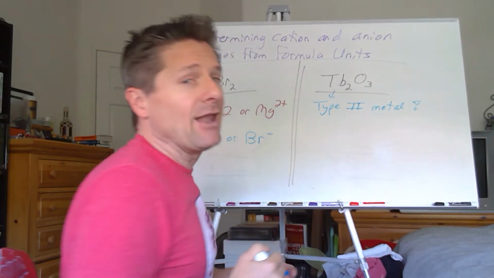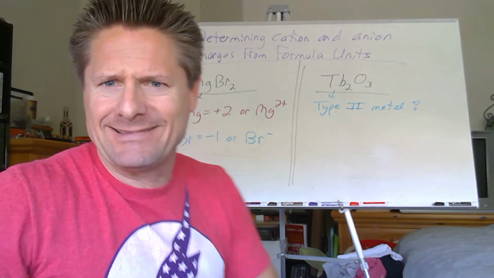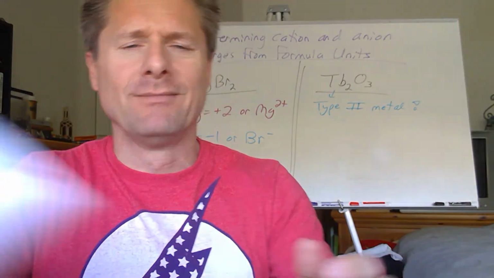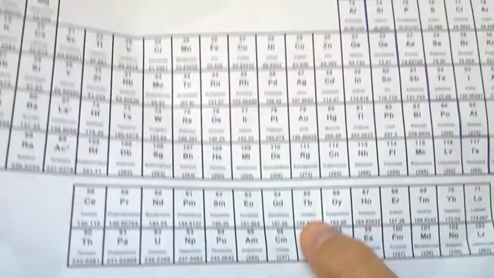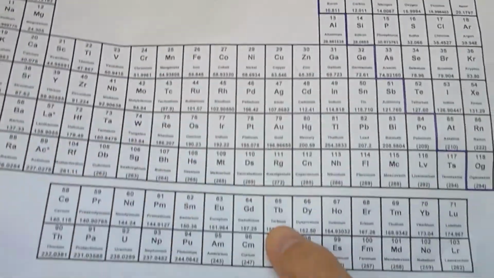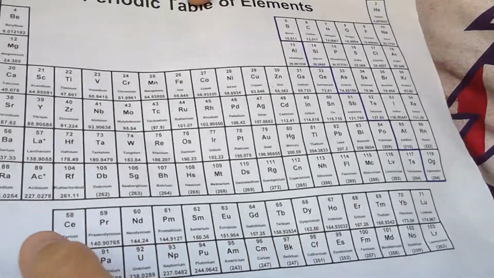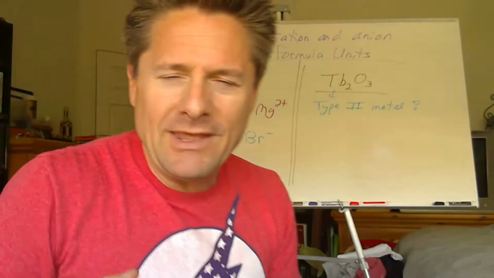So you cannot look at the periodic table. What is TB? What is that? Is that terbium? Hardest part's finding the darn thing on the periodic table. It is terbium, way down here. What is that, a lanthanide? That's one of the inner transition metals.